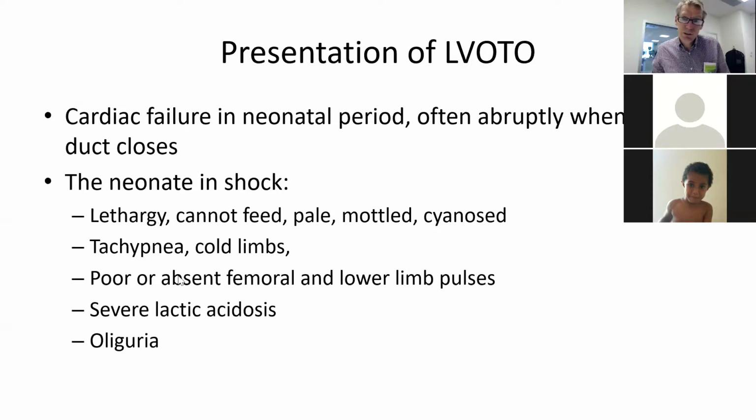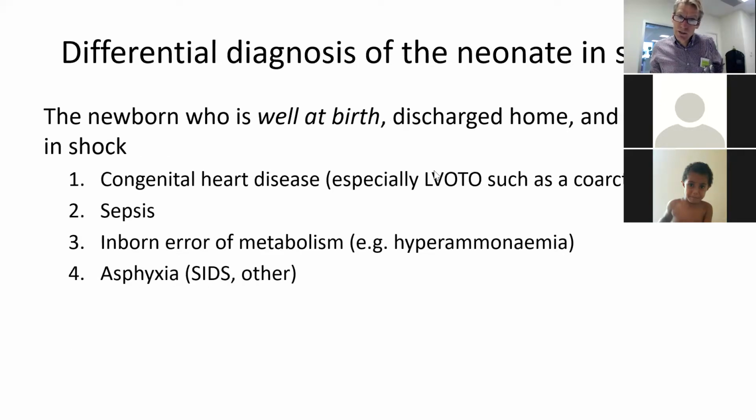I suppose it's useful to always think that these babies might have sepsis and treat for sepsis, but always think that they might have coarctation of their aorta or aortic stenosis, or even hypoplastic left heart syndrome as well. These other 2, asphyxia or metabolic disorders, are much less common. Mostly when these babies present like this, well at birth, and then they become very sick, they've either got congenital heart disease or they've got severe sepsis.